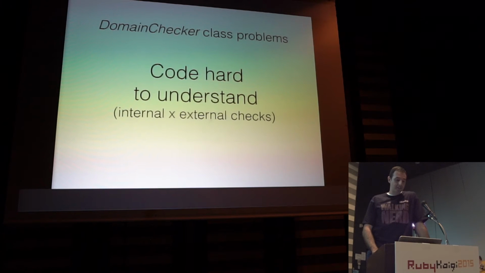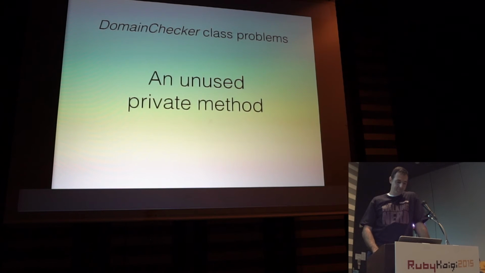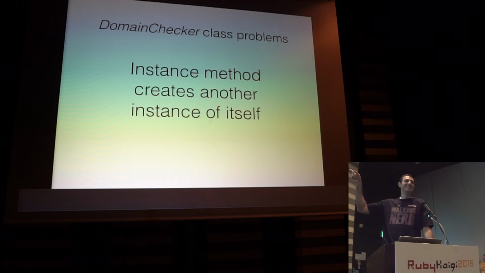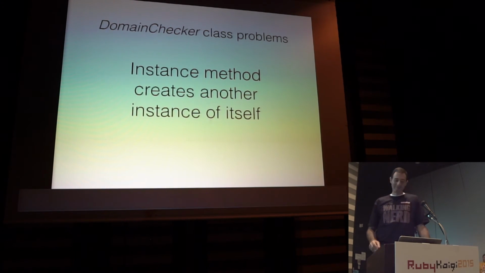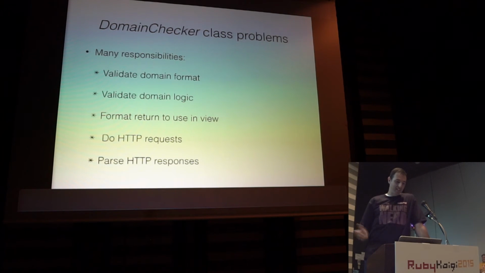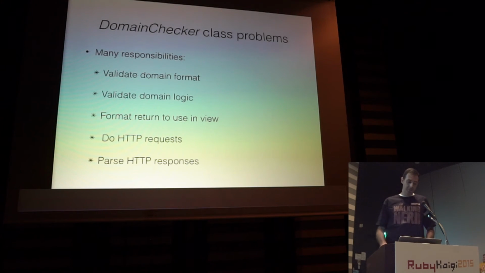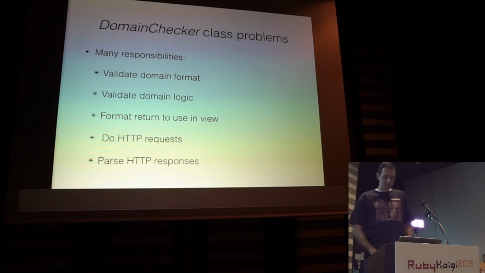Code hard to understand, the example of internal external checks. Unused private methods. Instance method creates another instance of itself. I think it's the worst. Yeah. And many responsibilities: validate domain format, validate domain logic, format return to use in the view, do an HTTP request, parse HTTP responses.